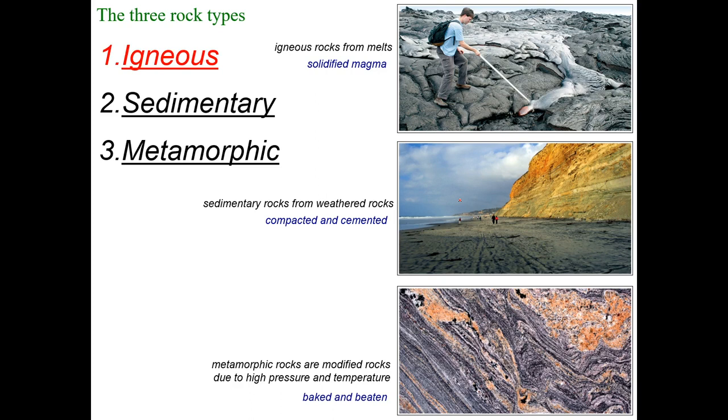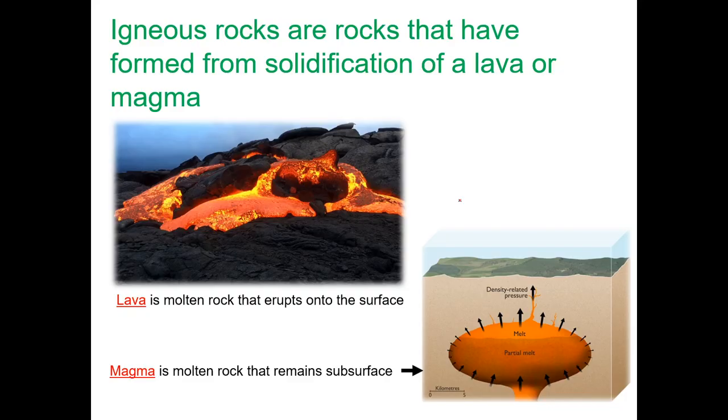Now, igneous rocks are formed from a melt. That means they're formed from melted rocks. They're basically solidified magma. That's another way of thinking of them. So we can have 2 kinds of melts, all right? We can have lava and magma, and they're different. Lava is a molten rock that erupts onto the surface, and magma is a molten rock that remains subsurface.